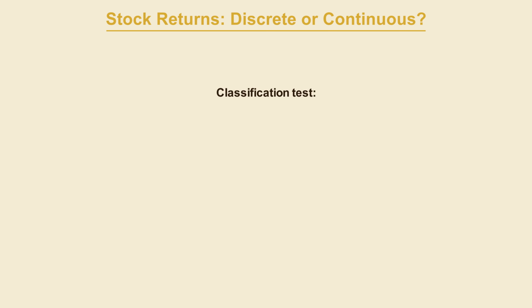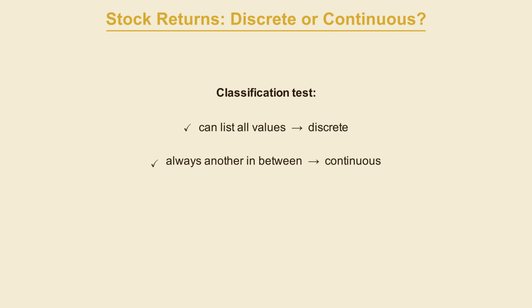So when you encounter a new random variable and need to classify it, ask yourself one question. Can I list all the possible values, or is there always another value between any two that I pick? If you can list them, it is discrete. If there is always something in between, it is continuous.